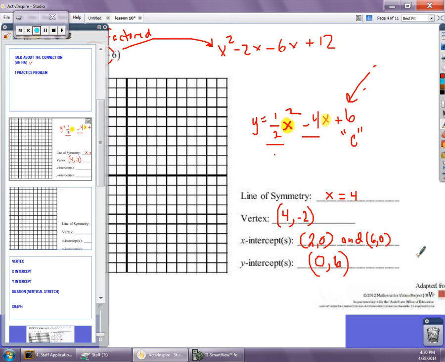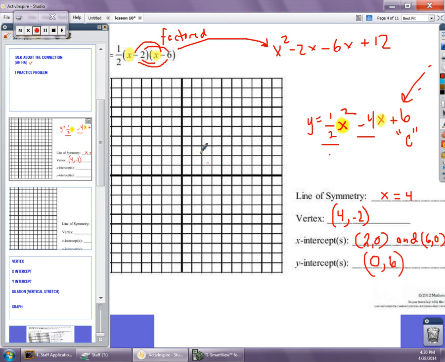Now that I have all these points, I can go ahead and graph. I can graph my vertex at 4, negative 2, then 6, 0, 2, 0, and I could even go ahead and graph the y-intercept at 6. And then now I have a rough drawing. And you do want to go ahead and label the points. And then we're done.